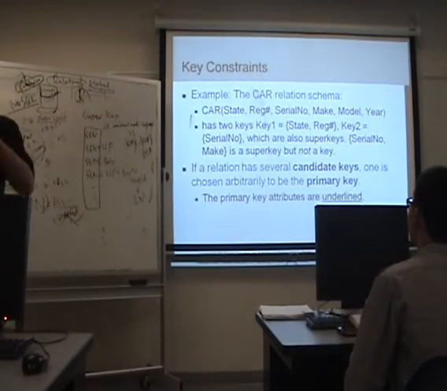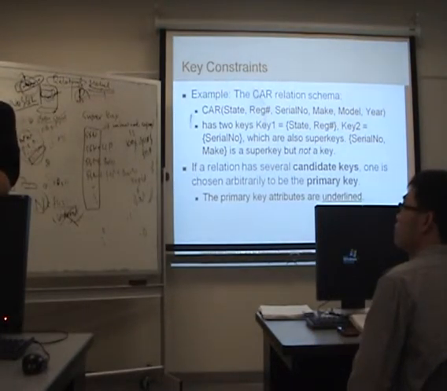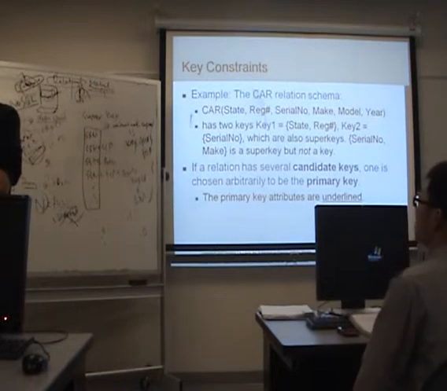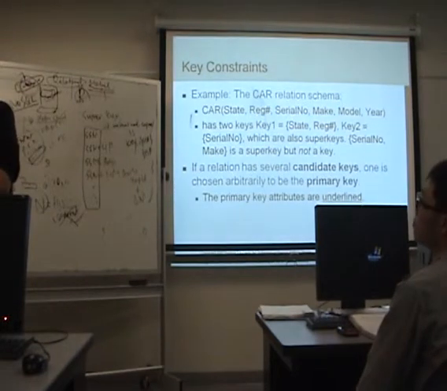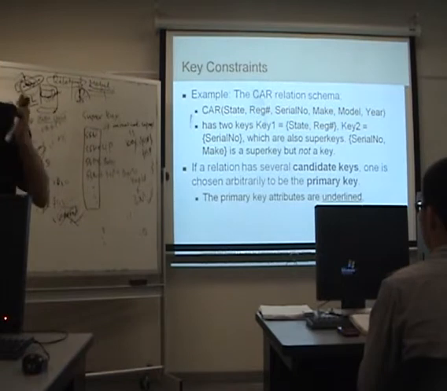Then, this is the key point. How many presidents does the United States have? One. We don't want two presidents. We don't want two kings. We don't want two chairmen in any group. Only one. Similarly, if we allow multiple keys for a relation, it will be confusing. The computer may not know which key it needs to use. A human being can do that.